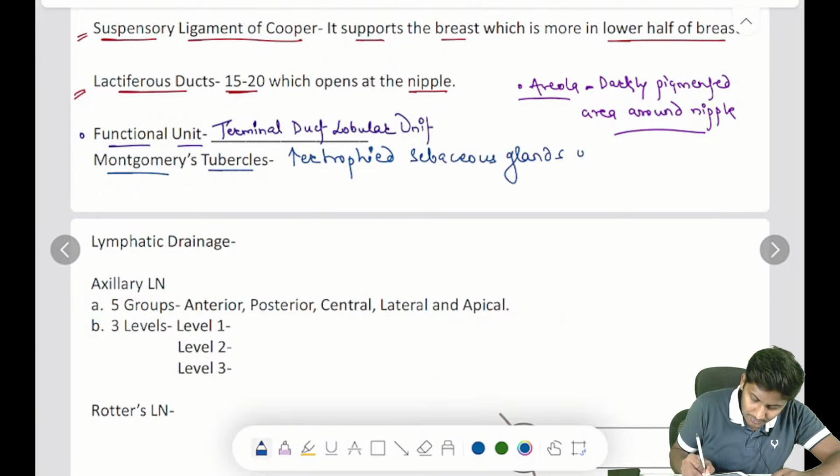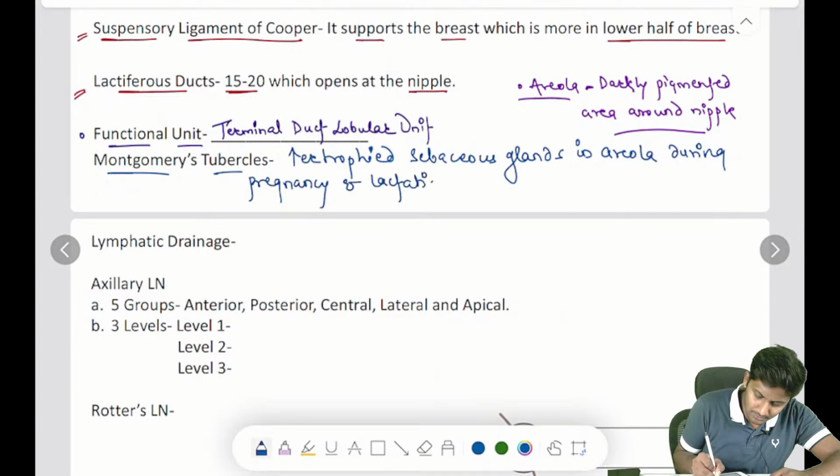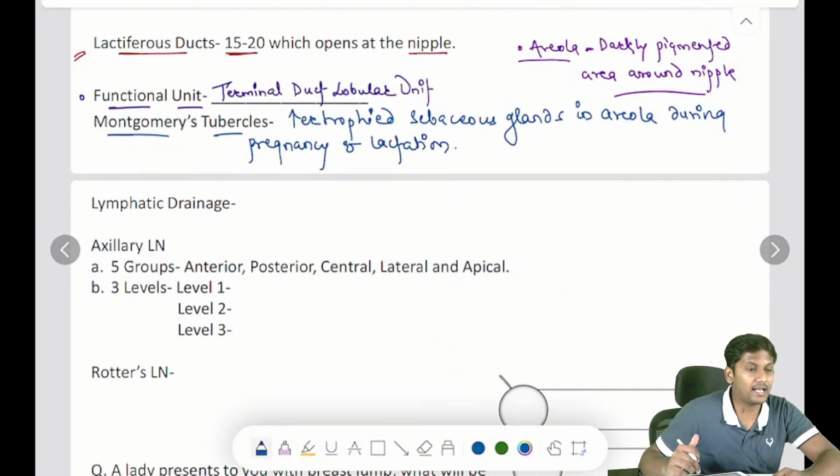These are hypertrophied sebaceous glands in the areola during pregnancy or lactation. No issues with this, anybody? That has to be remembered.